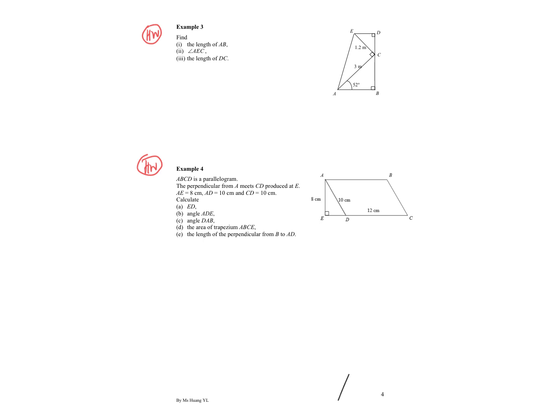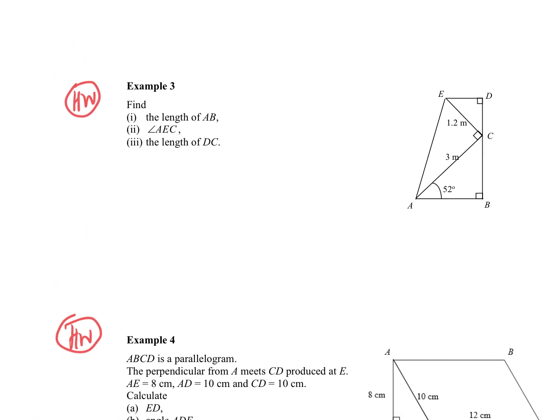You can. Example 3. I want to find AB. So if you want to find AB, we can look at the small right angle triangle here. So to find AB, I need to label my H, A, and O. So if I want to find A and I have H, then I will use cosine. Yes, correct. So cosine of the angle 52 degree is AB over 3. So you do a cross multiply.